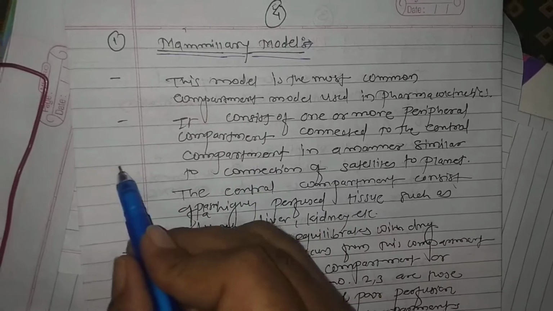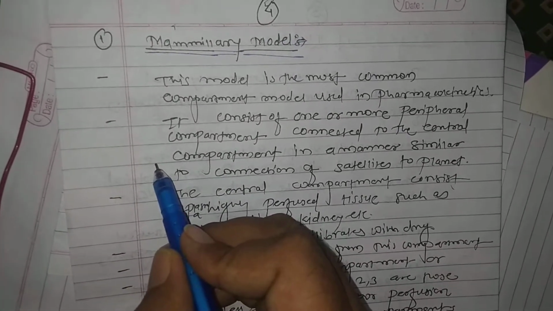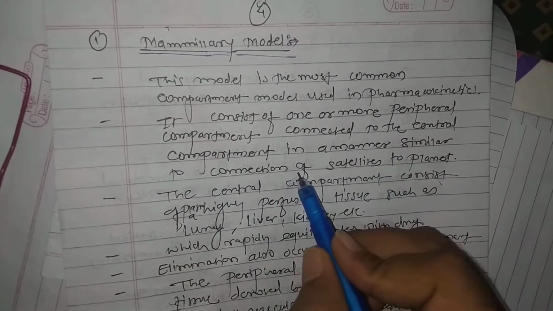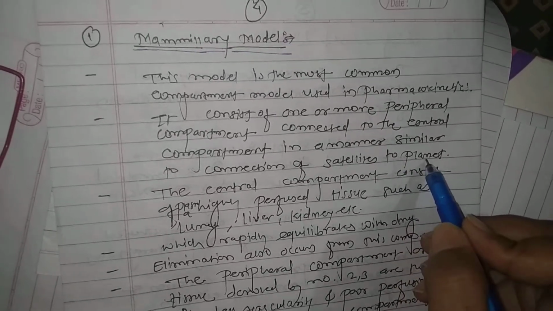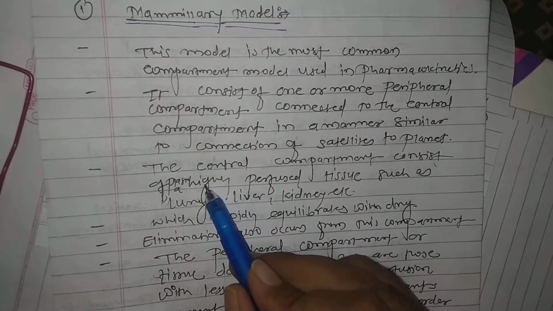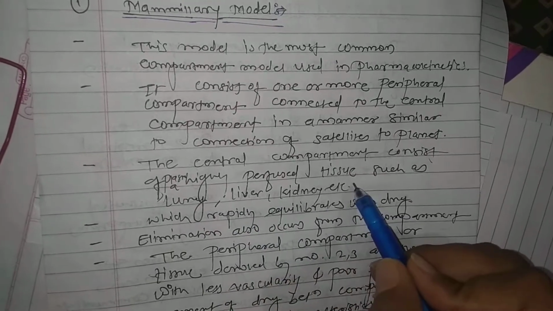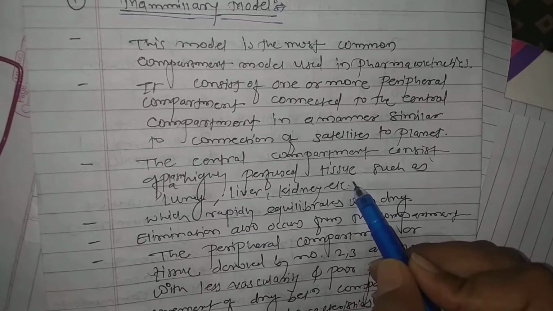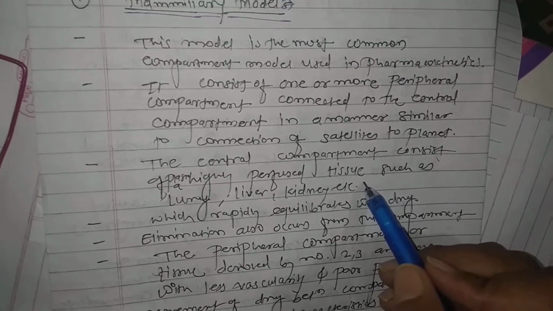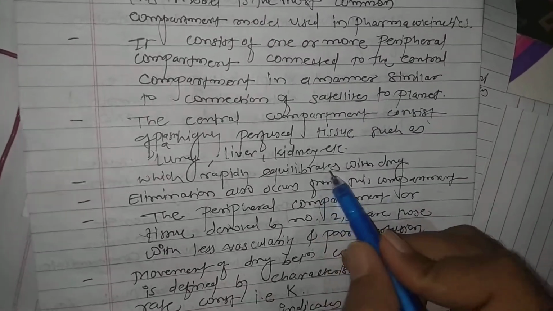Means in this one central compartment is there, and to the central compartment one or more peripheral compartments are arranged in a manner similar to the connection of a satellite to a planet. The central compartment consists of plasma and highly perfused tissue such as lung, liver and kidney. So this central compartment is considered as plasma or blood with highly perfused tissue, which rapidly equilibrates with the drug.